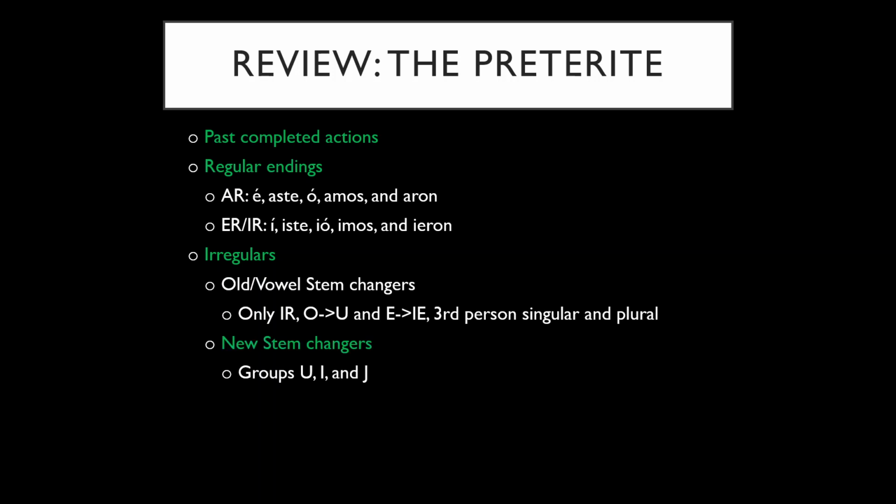We have our new stem changers that are separated into the U group, I group, and the J group. We have our car, gar, and zar verbs, which are AR verbs that change in the yo form only. And we have our unaccented irregulars, which are ser/ir, dar, and ver.